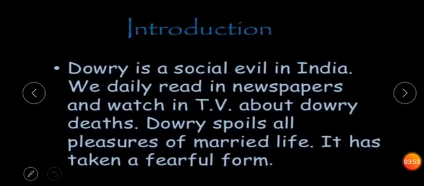So first of all, what is dowry? Dowry is a social evil in India. We daily read in newspapers and watch on TV about dowry deaths. Dowry spoils all pleasures of married life. It has taken a fearful form. In India, it has really become an offensive crime.